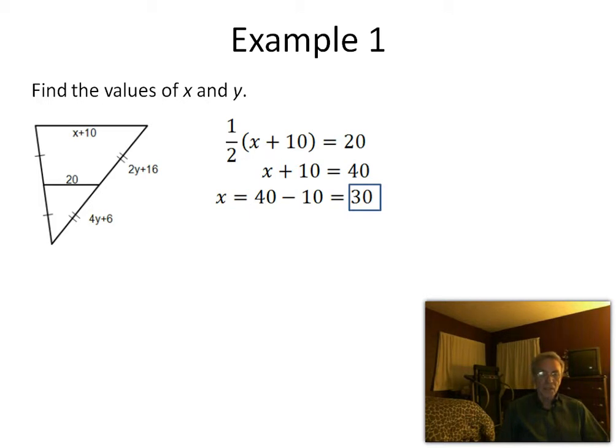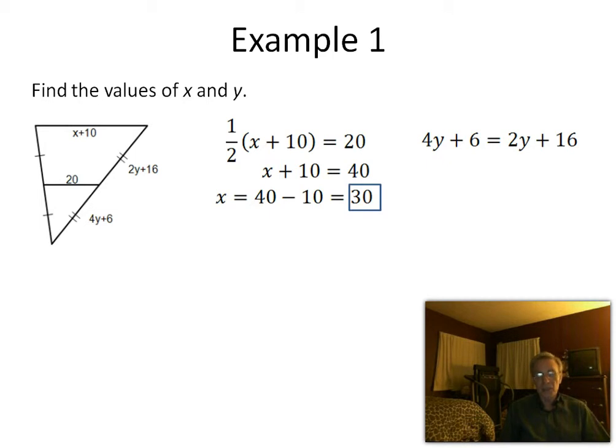Since the two segments on the right side of the triangle are congruent to each other, and we know that because there's a double tick mark on both of these, meaning they're separated by the segment labeled 20 at its midpoint, this means that 2y plus 16 is equal to 4y plus 6. So this is our equation. What we're going to do is move the 2y to the left side, and move the 6 to the right side.